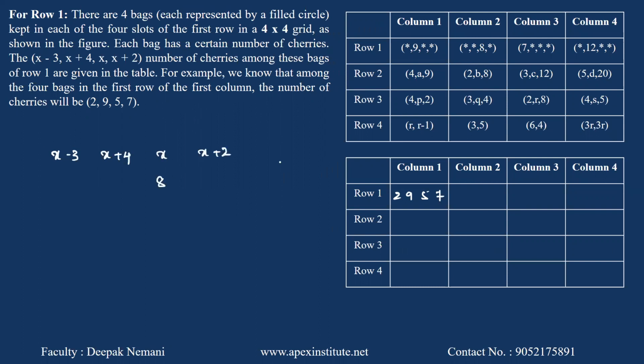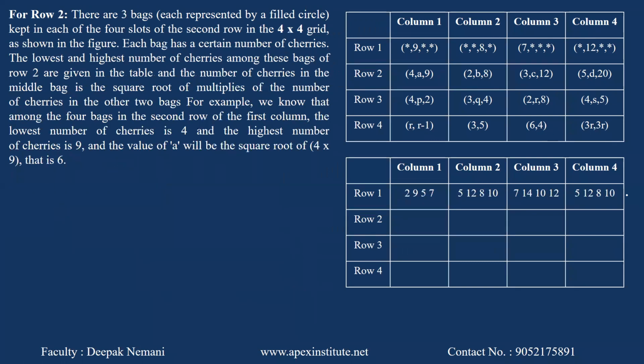So here we are given that x is equal to 8. So this will be 5, 12, 8, 10. In column 3, x minus 3 is equal to 7, x is equal to 10. So if x is equal to 10, it is 7, 14, 10, 12. And in the last column, x plus 4 is equal to 12, x is equal to 8. So x minus 3, 5, 12, 8, 10. Clear?